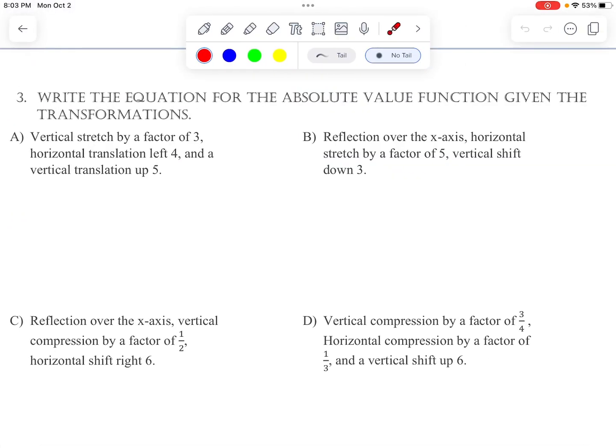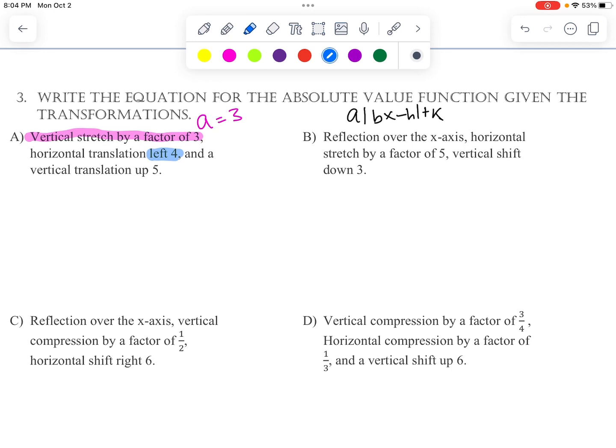So coming on back here, I'm going to do 2 of these with y'all. So a vertical stretch by a factor of 3 means that I'm going to be playing with A, because I'm on the outside because I'm vertical. Okay, and this means that A will be 3. Okay, and again, I have that general form of my absolute value equation right here. Okay, so my A is 3, and then I have a horizontal translation to the left 4.